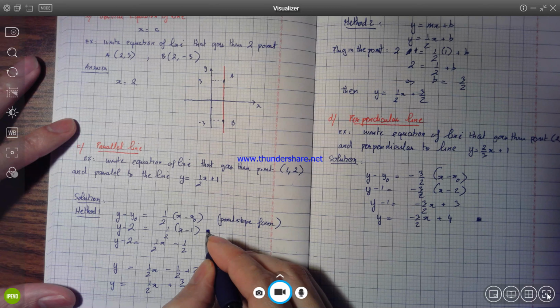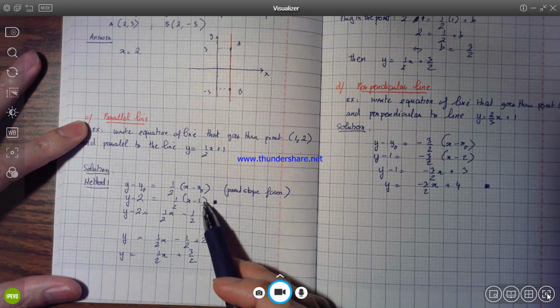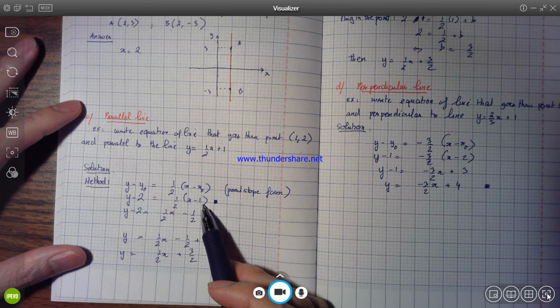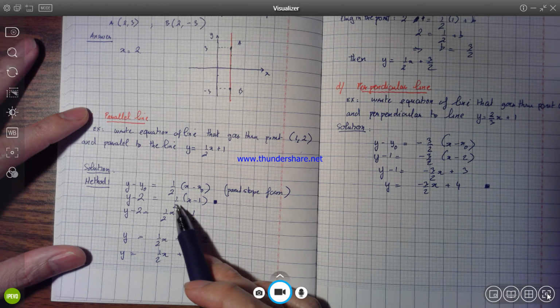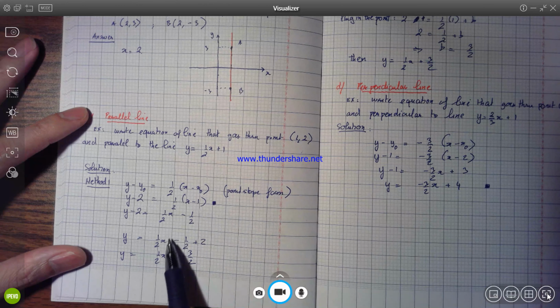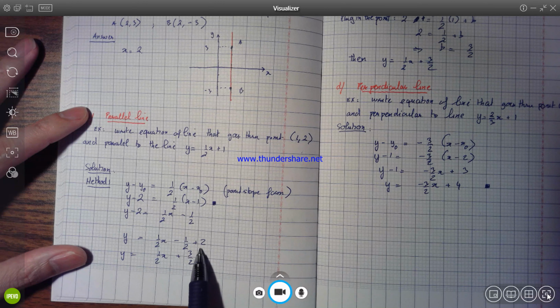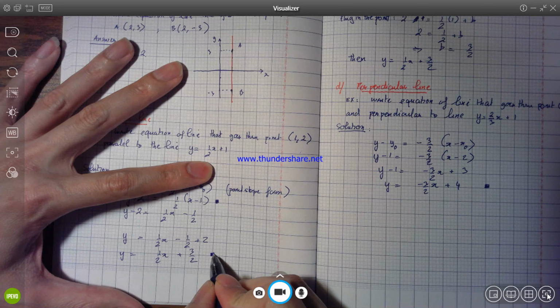However, if you want to convert this to slope-intercept form, which is usually what I'm going to ask on the test, or I may ask you to convert to standard form, you have to distribute. After you distribute, you combine and add 2 to both sides. You see negative 1 over 2 plus 2 gives you 3 over 2. So this is slope-intercept form.